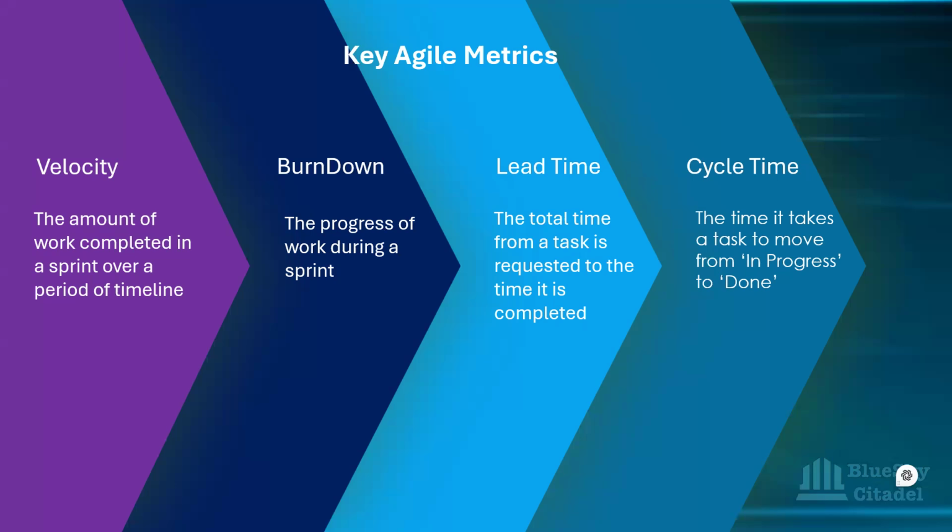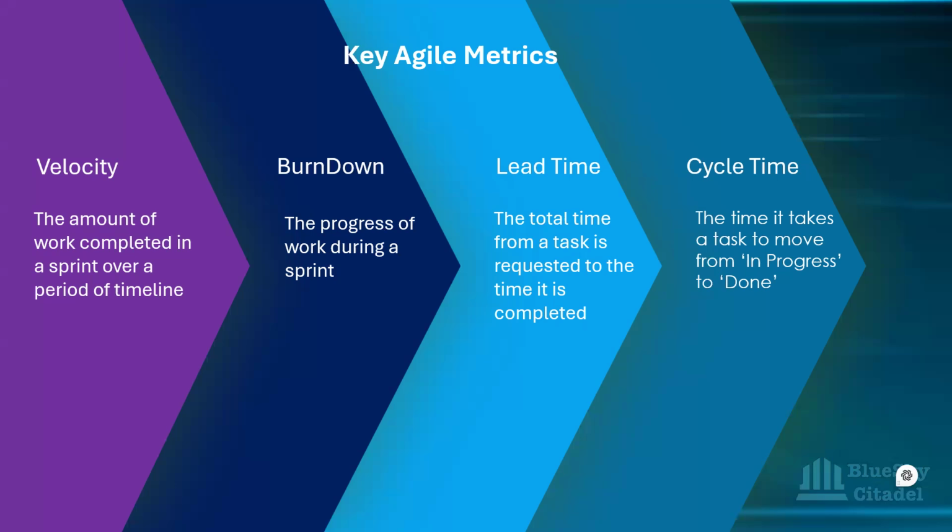And then, velocity and burn down are mainly for Scrum, and lead time and cycle time are mostly for Kanban. It's not as if you can't use them for Scrum, but they are mainly good to track Kanban progress. Lead time is the total time from when a task is requested to when it is completed. That is what the lead time tracks.